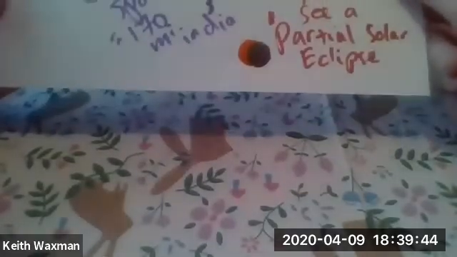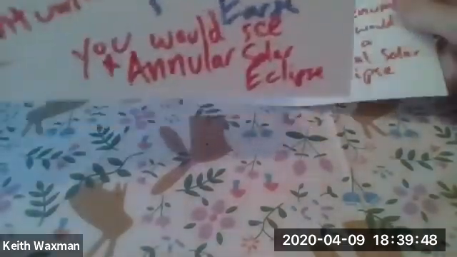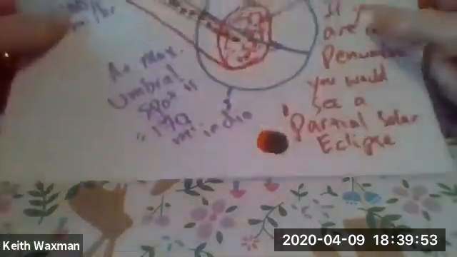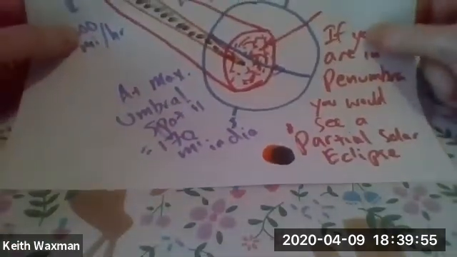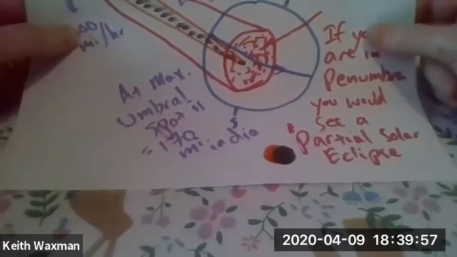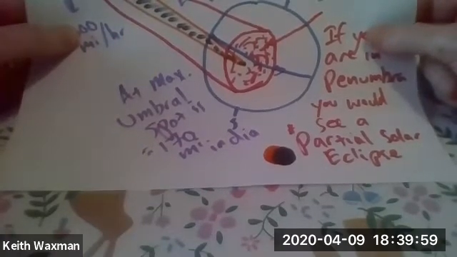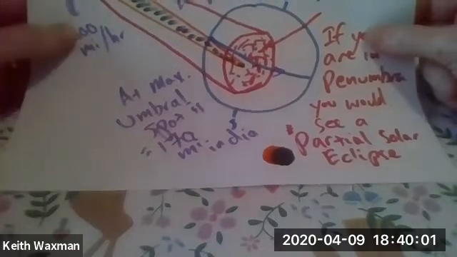If you see a picture of the partial, yep, it works. You know about the eclipse. If you see a picture of an annular, yeah, you know about the eclipse. It's what it looks like. No one can show you a picture of a total solar eclipse and have you know what it's like. You can't. There's no way.